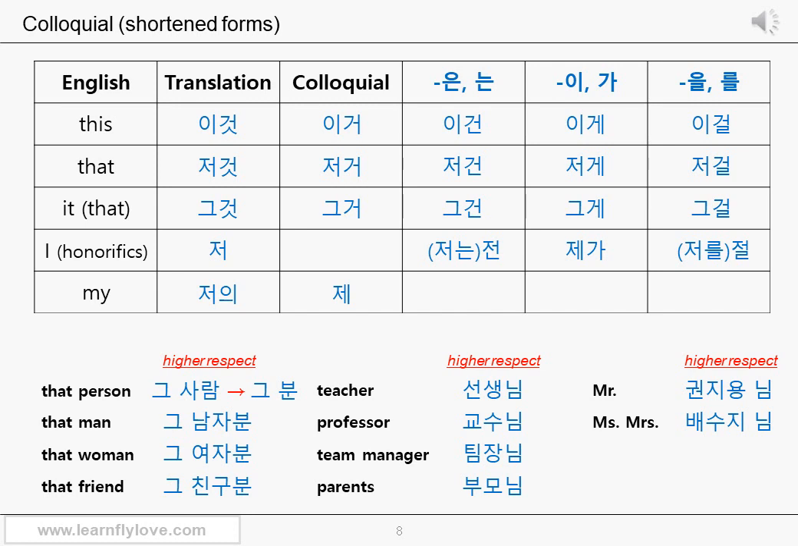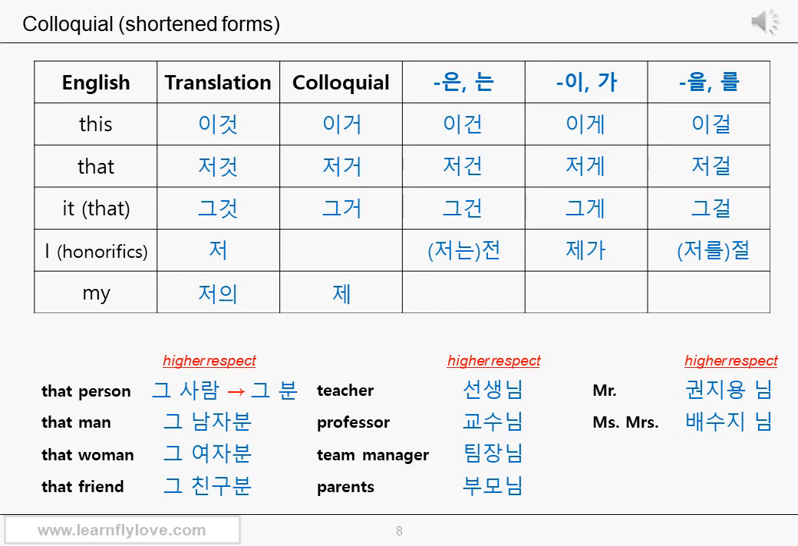If you add the auxiliary particle 은 or 는, it becomes 이건. It's the colloquial form of 이거는 or 이것은. If you add a subject particle 이 or 가, it becomes 이게. It's the colloquial form of 이거가 or 이것이.